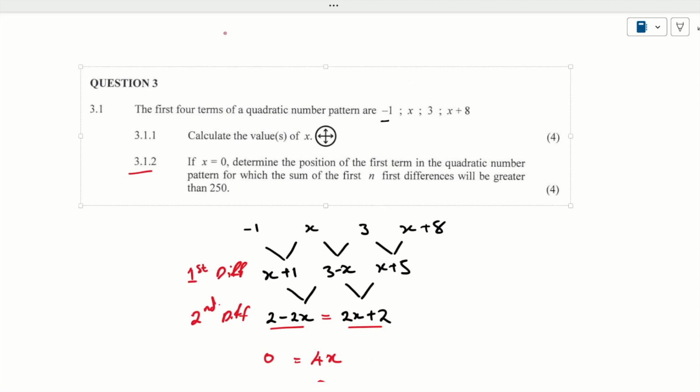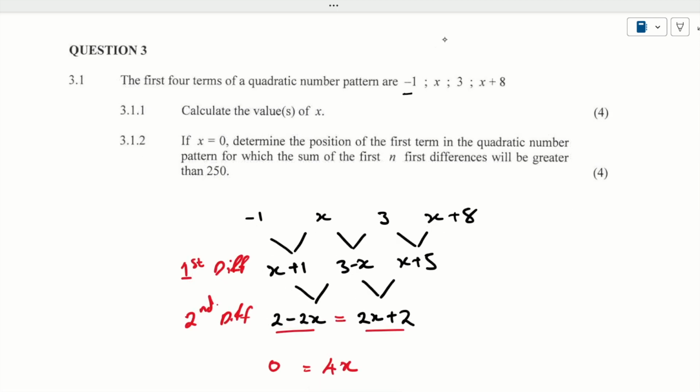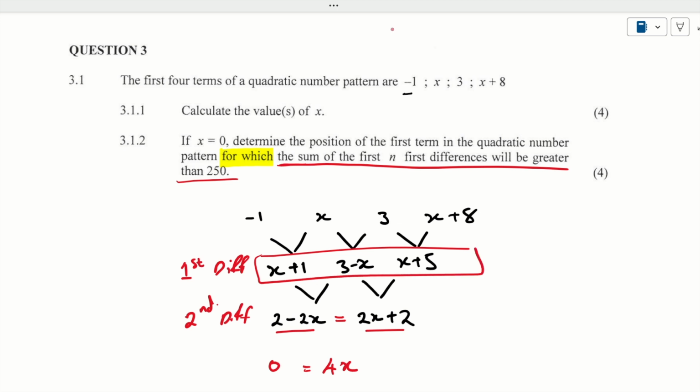If x is equal to 0, determine the position of the first term in the quadratic number pattern for which the sum of the first n first differences will be greater than 250. Let us deconstruct this statement. Normally when we have the words "for which", we tend to work with the second part. The sum of the first n differences will be greater than 250. So this is the sum of the first differences, and they are asking, when will it be greater than 250?